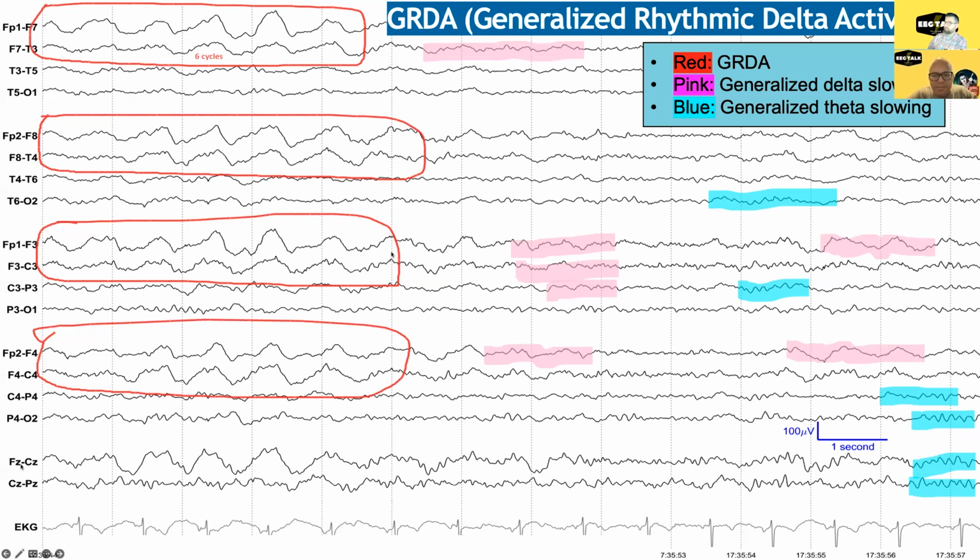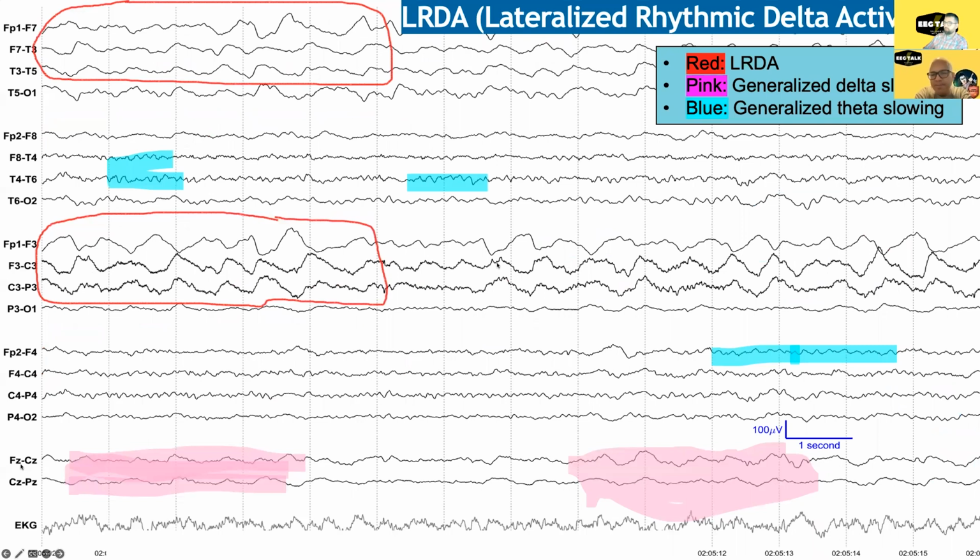Perfect. So that's GRDA. Similar, but just on one side, you just change the first letter, right? From GRDA to LRDA. So from generalized to lateralized, but same description really. Delta waves, 1 to 2 hertz, big old waveforms in the delta range. They're very similar one to the other. They're back to back. So more than 6 cycles. So LRDA. Right?